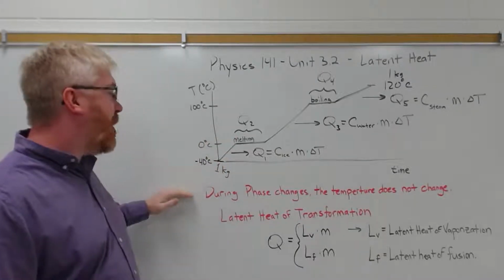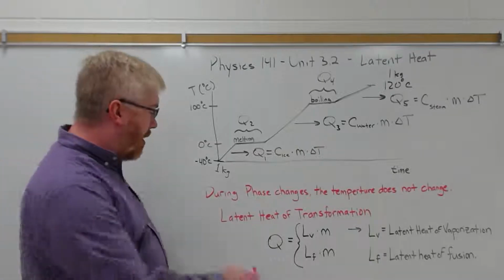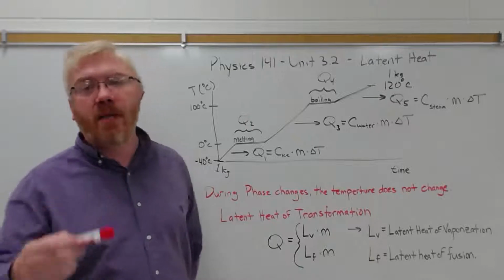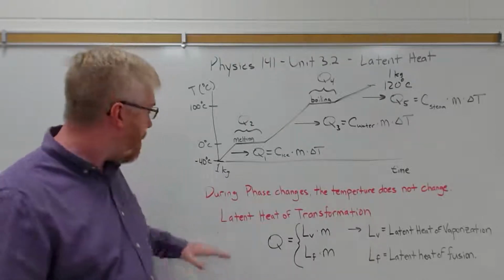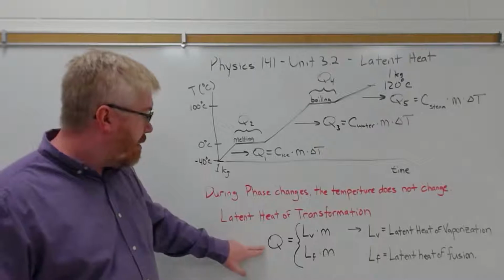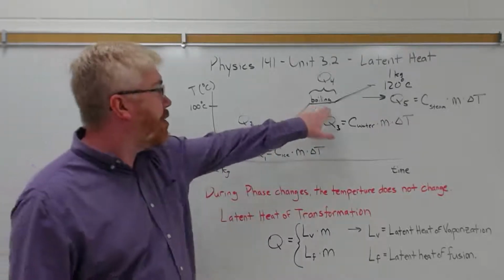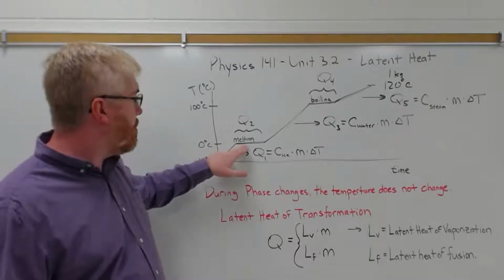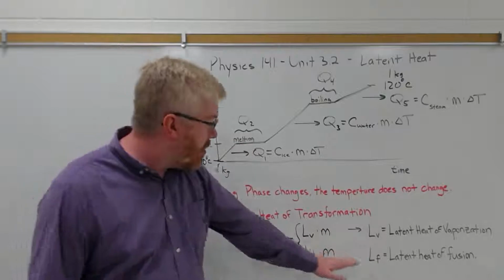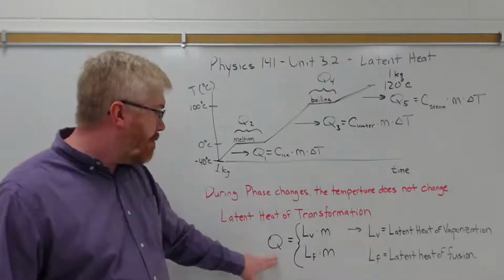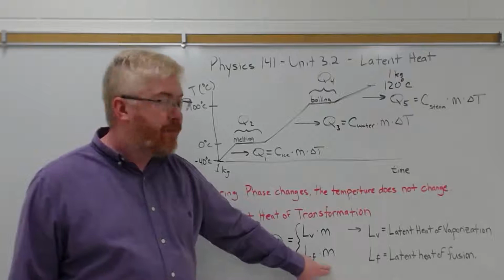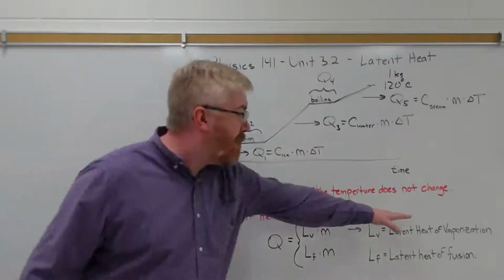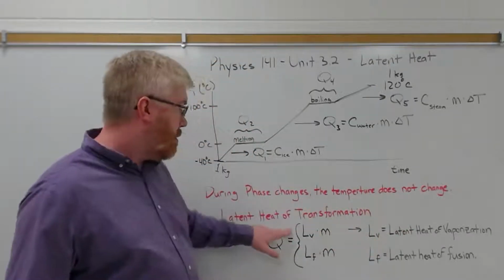And during phase changes, the temperature doesn't change, so we call this the latent heat of transformation, because it's a phase transformation, right? It's going from a solid to a liquid or a liquid to a gas. So the heat depends on which transition you're doing. If you're melting or freezing, then you use what's called the latent heat of fusion, and the heat becomes L sub F times M. If you're boiling or condensing, then you use the latent heat of vaporization, L sub V, shown above.